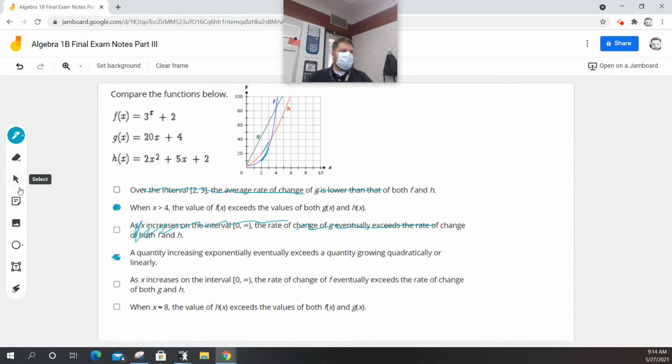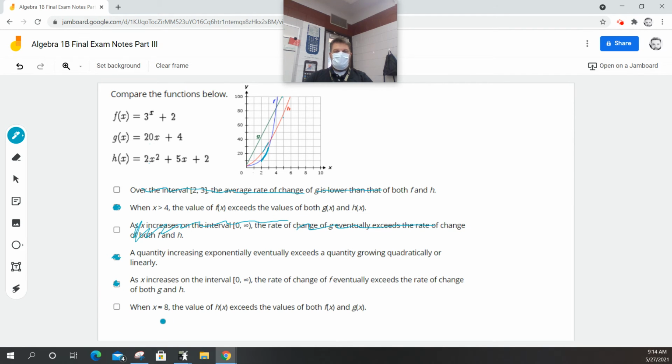It says, as x increases over the interval 0 to positive infinity, the rate of change for f eventually exceeds the rate of change for both g and h. Yeah, that's basically what we've been saying all along. It's just another way to word the last statement.